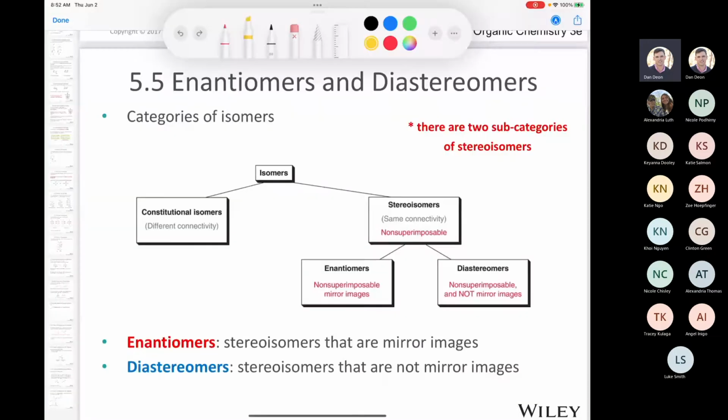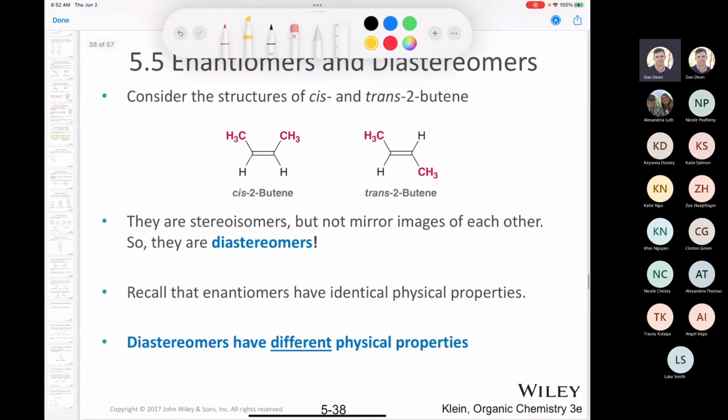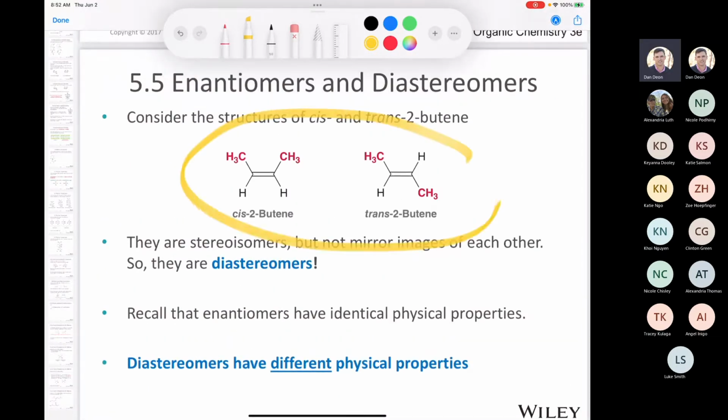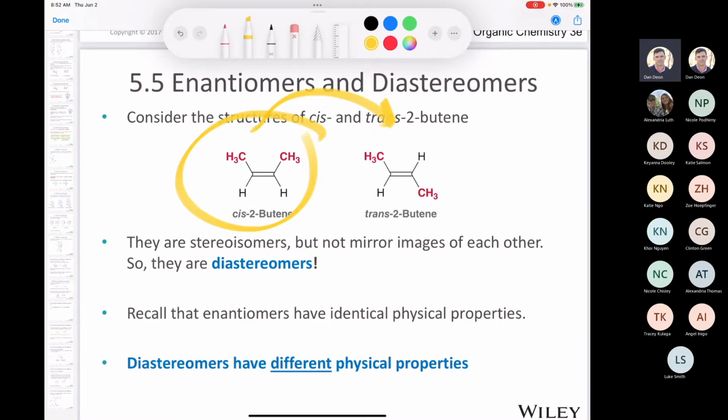Diastereomers and enantiomers. So again, enantiomers are stereoisomers that are exactly mirror images, whereas diastereomers are stereoisomers, but they're not mirror images. The simplest type of diastereomers that I could show you is what I just held up, cis and trans isomers. If I take this molecule and try to plop it on top of here, I can't do that. So they're non-superimposable. But if I draw a mirror plane between the two, they're definitely not a reflection of each other. They're not mirror images. And so, again, they're diastereomers.